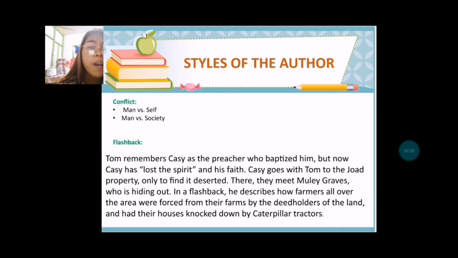So in a flashback, Muley Graves describes to Tom and Casy how farmers all over the area were forced from their farms, including the Joads' clan, by the deed holders of the land, and had their houses knocked down by caterpillar tractors. That is for the flashback.